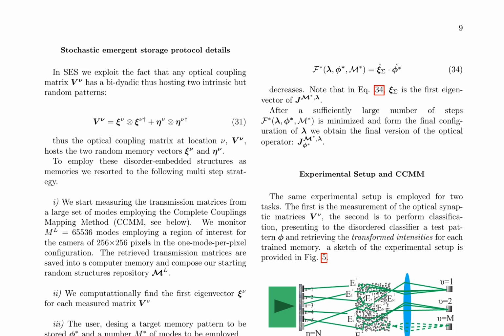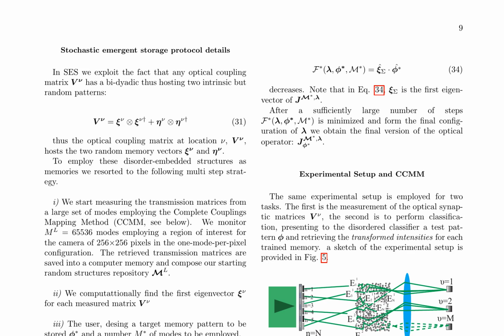Here is a combined summary of the 2 pages. In the stochastic emergent storage protocol, the optical coupling matrix V nu is exploited to host 2 intrinsic, random patterns. V nu equals xn ⊗ xn plus n ⊗ n. To employ these disorder-embedded structures as memories, a multi-step strategy is employed.